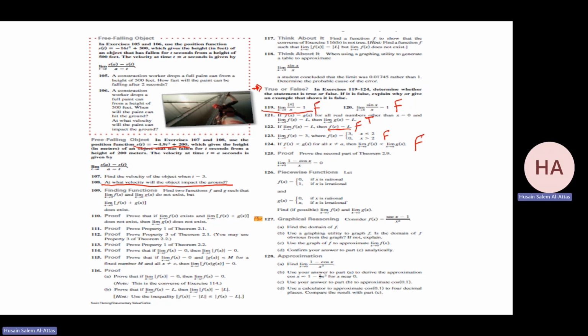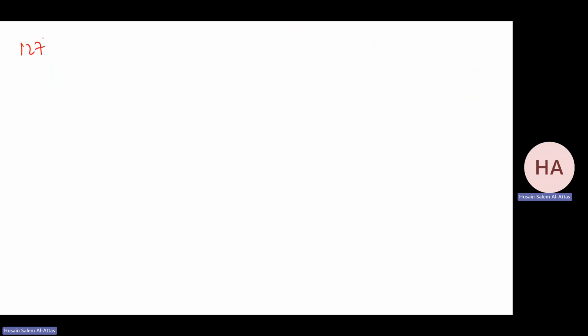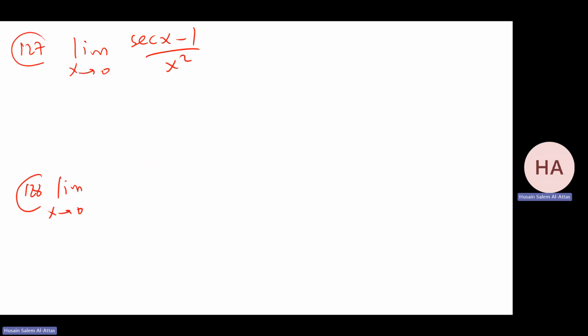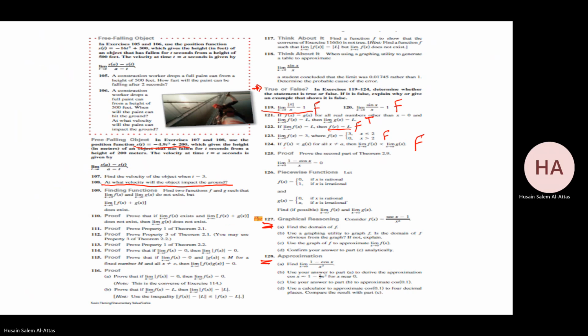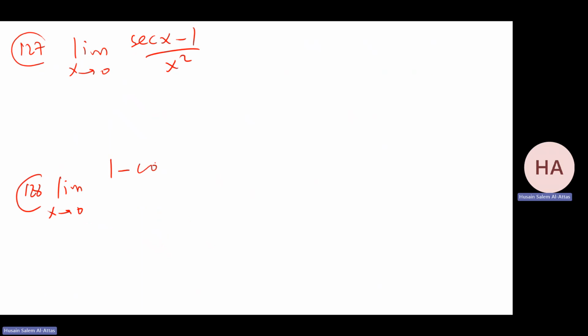The last two problems I will do are 127 and 128. Actually, we did it before. I will just write it. 127, limit as x goes to 0 of secant x minus 1 over x squared. 128, limit as x goes to 0 of 1 minus cosine x over x squared. I think we did it before, but let me do it quickly to finish it.